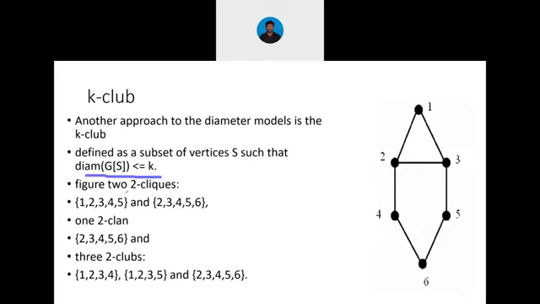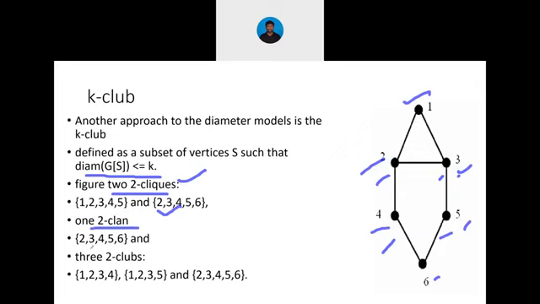In this figure, I am finding the two cliques, right? What are all the two cliques here? 1, 2, 3, 4, 5. This is one subgraph or two clique, and 2, 3, 4, 5, 6 is another subgraph also called a two clique. Two cliques and two clans, right? One two clan.